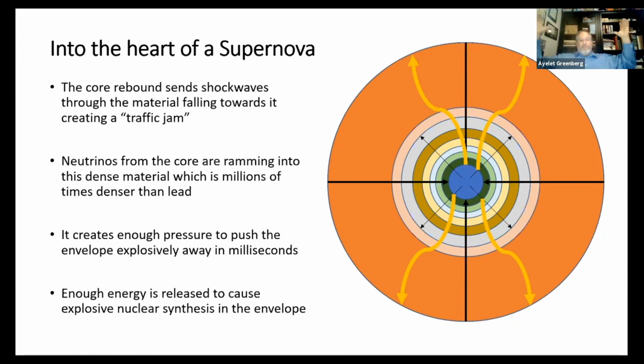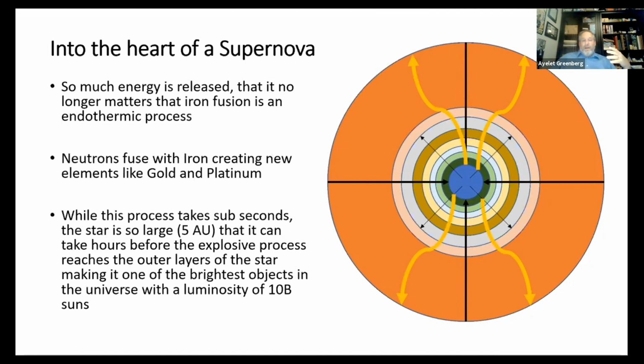There's so much free energy being flown out there that nuclear fusion is happening everywhere in the star. In fact, there's so much free energy there that you can start slamming neutrons into the nuclei of iron, starting to create elements like gold and platinum, which are created in the very last moments of a supernova.